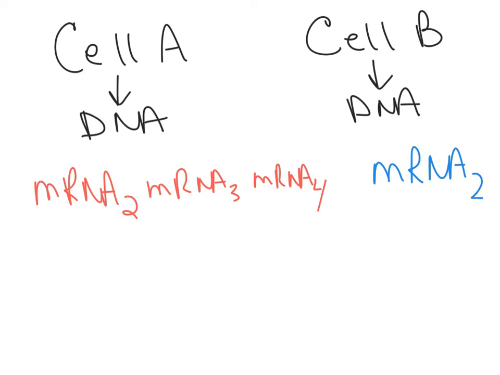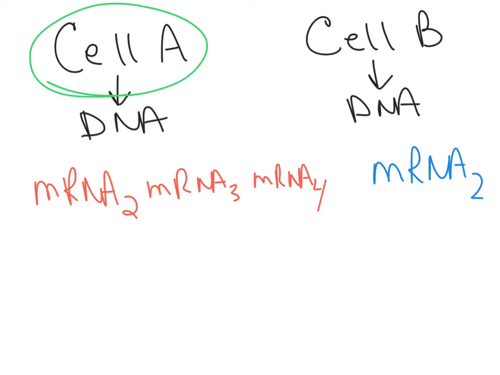mRNA 2. So what we want to do first of all is determine which cell it is that we're trying to determine the unique expression for. So that's the first thing you always have to know. And let's just say this time we want to know cell A. So what genes are being uniquely expressed in cell A?